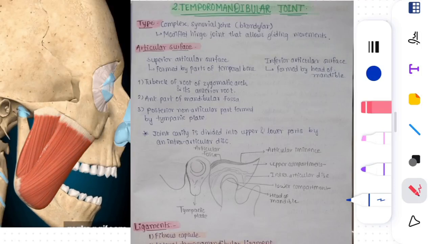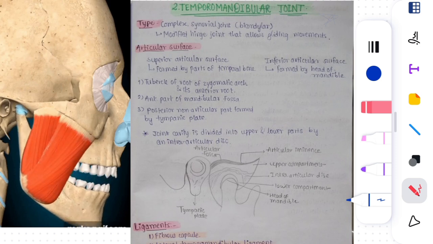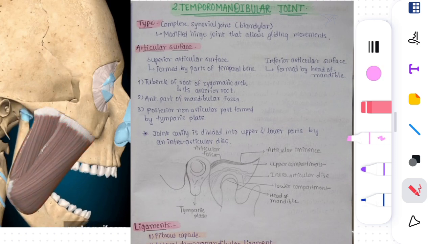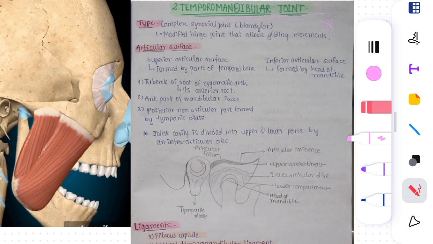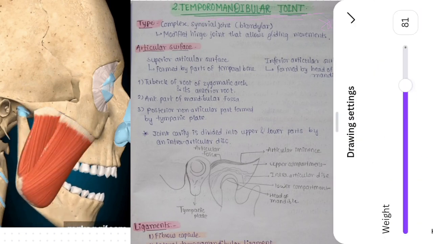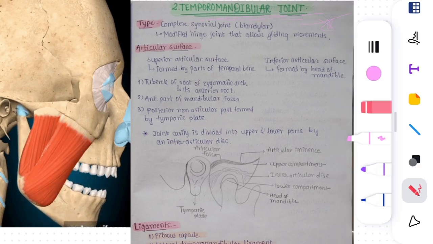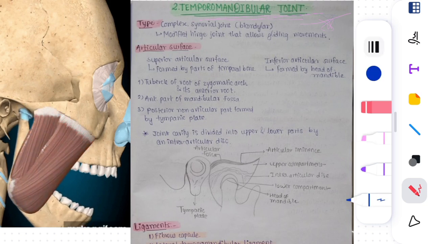Hello doctors, today we will learn about the temporomandibular joint. It is an important joint present in the head and neck chapter. So we will see about the temporomandibular joint. First, we will see the type.